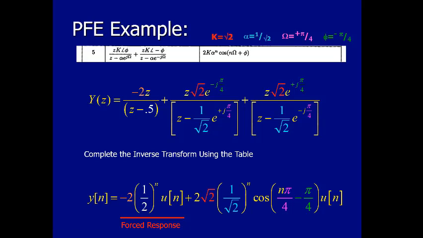We also recognize that we put in a 1/2 to the n u of n input signal. We got this form of that same signal coming out, so that must be, or most likely, the forced response of the system. What remains is the natural response of the system. So the system naturally responds with that complex conjugate set of poles, the exponentially weighted cosine signal.